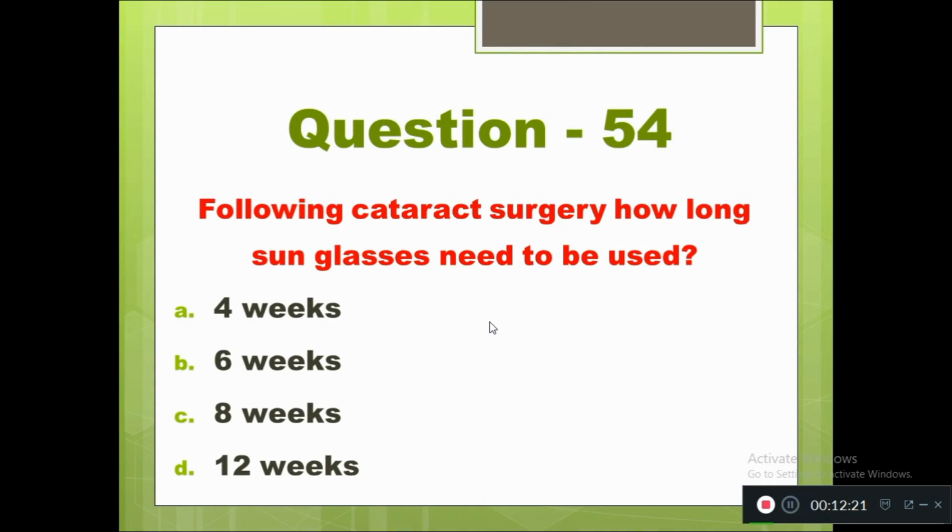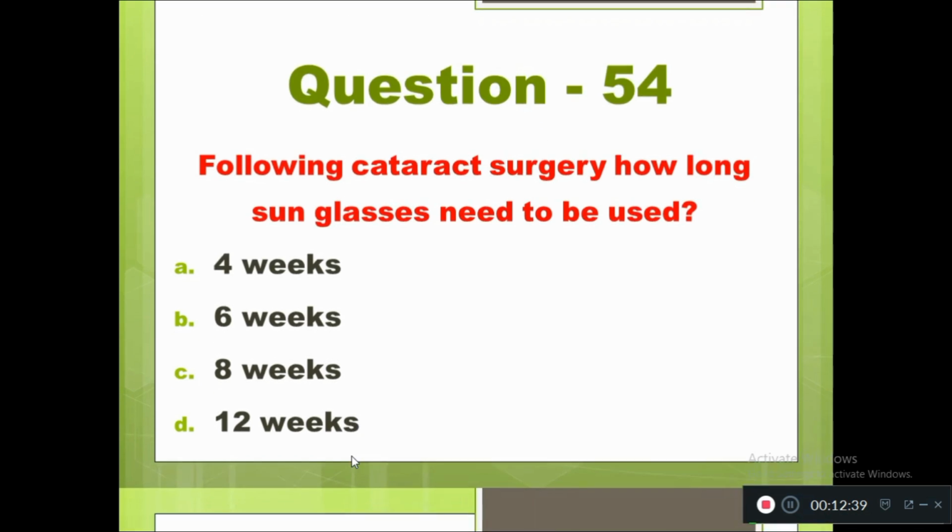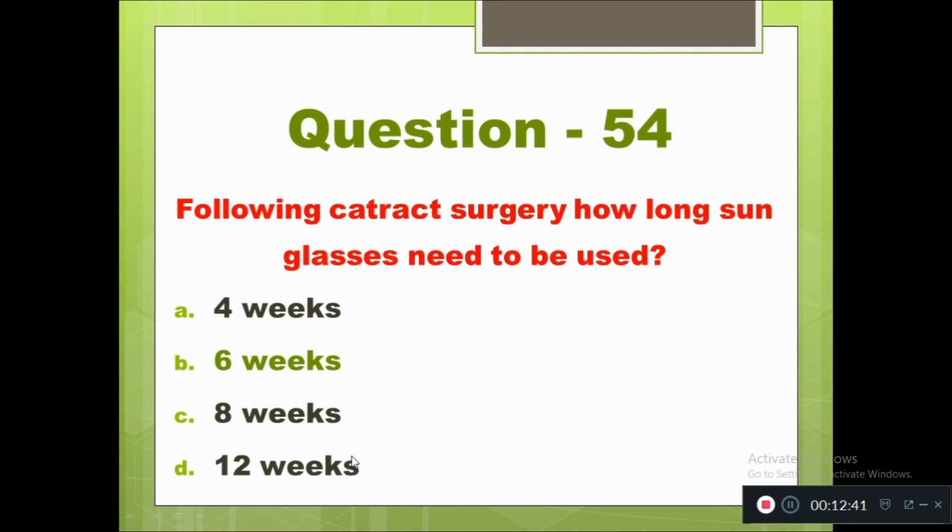Question number 54. Following cataract surgery, how long sunglasses need to be used? Option A 4 weeks, option B 6 weeks, option C is 8 weeks, option D is 12 weeks. Sunglasses need to be worn by patient in a post-cataract surgery for at least 6 weeks.